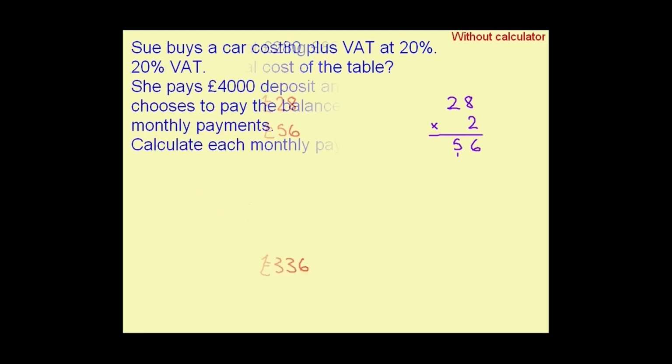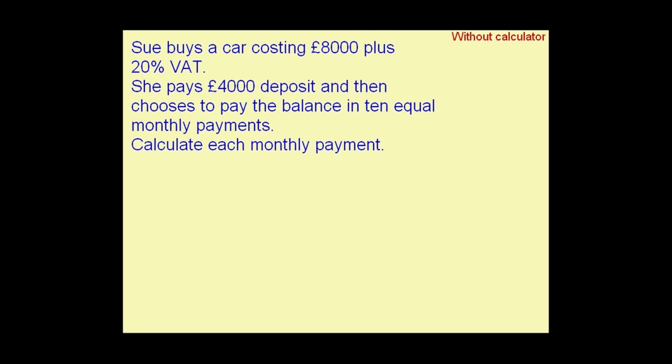Now here's a typical exam question for you to try. This one's quite difficult, so I'm going to give you some hints. The first thing you need to do is find 20% of £8,000 and add it on. Now, when the question says that she pays £4,000 deposit, that means that Sue is paying this money up front. The remaining money that she's got to pay for the car is called the balance. Press pause and have a go at this now. When you're ready, press play.